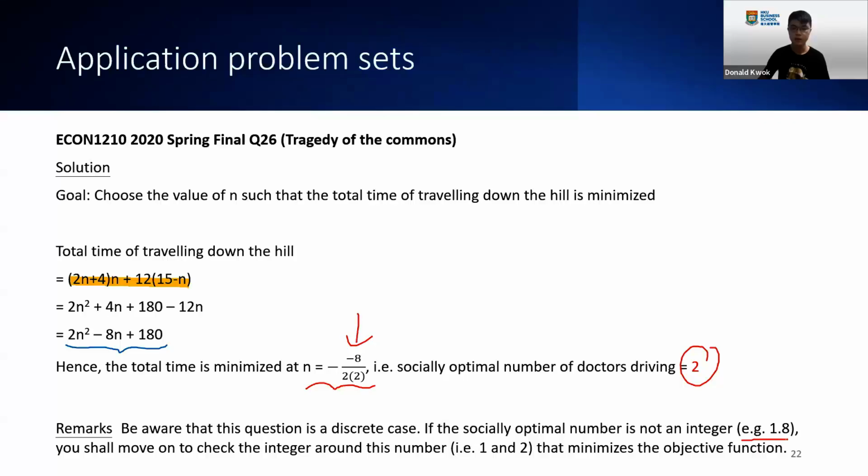Yes, that's all for the discussion on quadratic functions and also the coverage of the refresher topics on mathematical techniques.